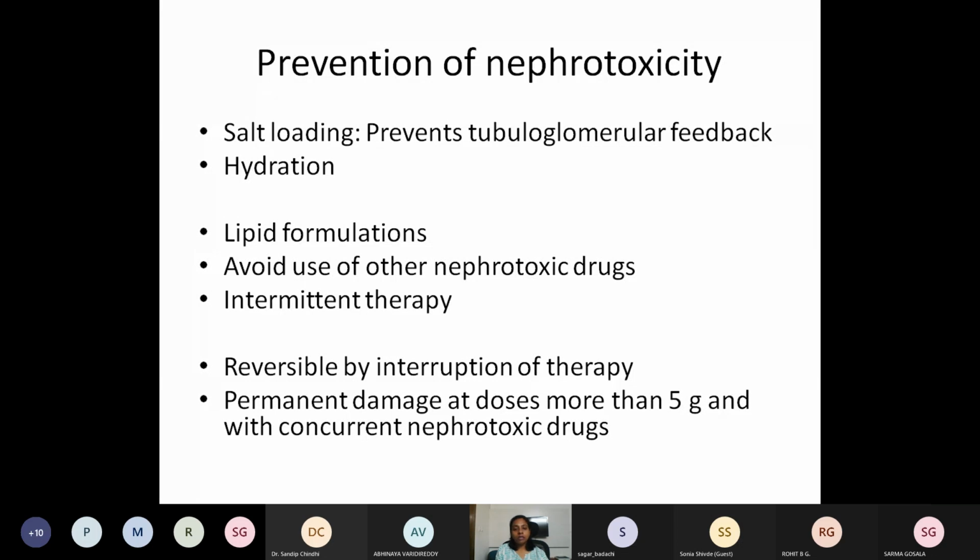The other ways to prevent this is to avoid use of other nephrotoxic drugs. They have tried intermittent therapy, that is an alternate-day therapy, although this is not recommended in indications where we want aggressive therapy for the patient. It is also reversible. You can interrupt the therapy for a few days and wait for the creatinine to stabilize or improve. If there is a cumulative dose of more than 5 grams, it can result in permanent damage. And of course, now we have the lipid formulations, which will help to prevent this nephrotoxicity.